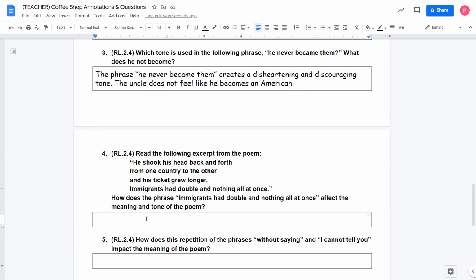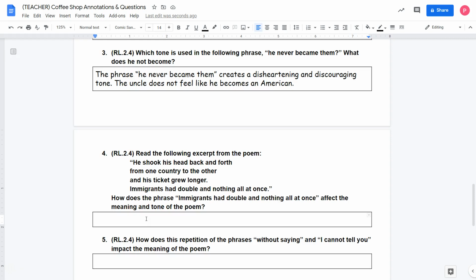Read the following excerpt from the poem. He shook his head back and forth from one country to the other, and his ticket grew longer. Immigrants had double and nothing all at once. How does the phrase "immigrants had double and nothing all at once" affect the meaning and the tone of the poem?